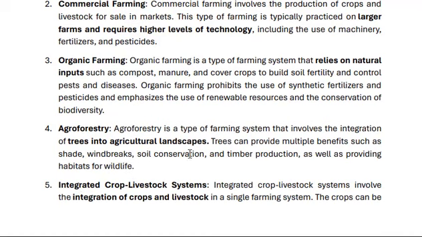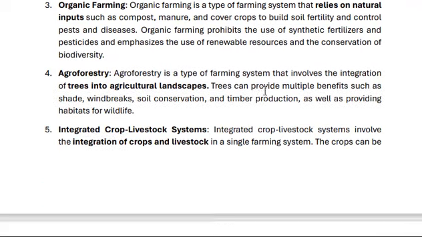Then of course, soil conservation. So trees play a huge factor in holding the soil to prevent soil erosion. And of course, timber production, kahoy. And of course, trees provide a good place for our wildlife. They serve as their habitat. Another type, we have integrated crop livestock system. Integrated, pinagsamang crop at livestock.